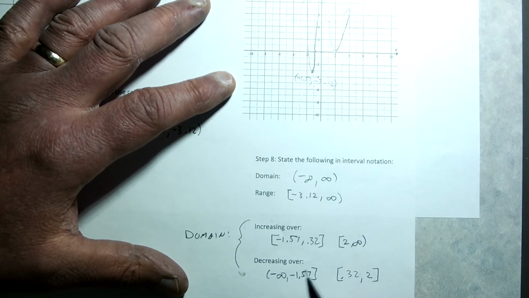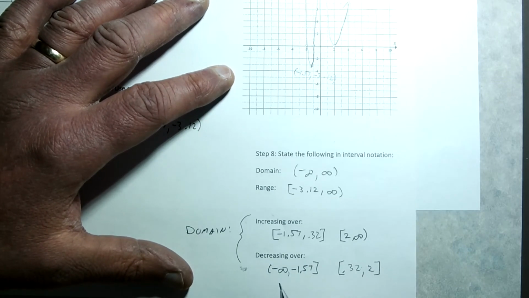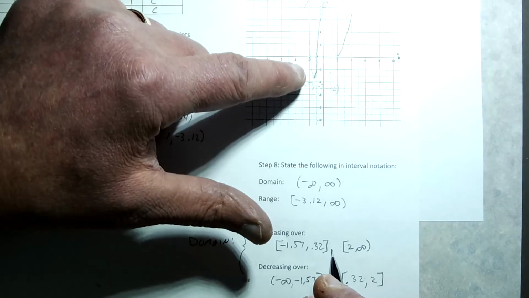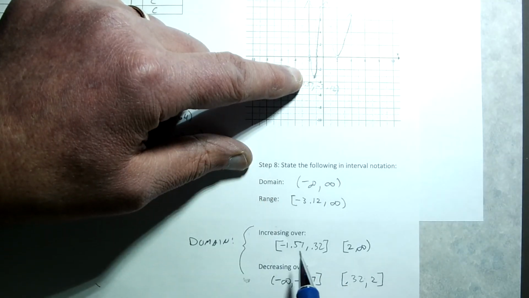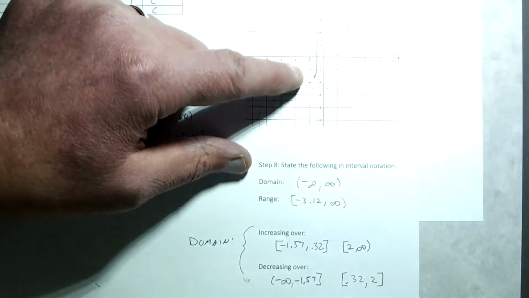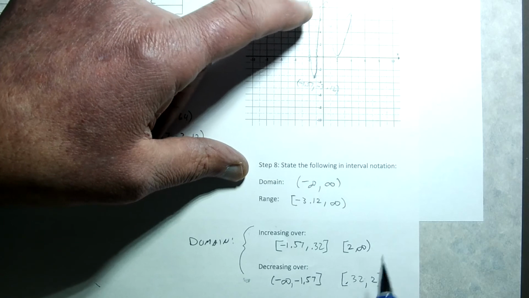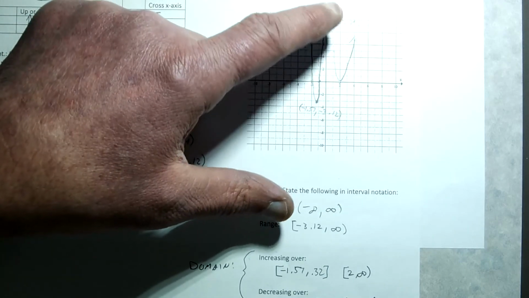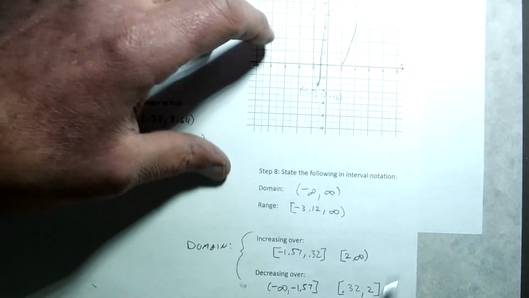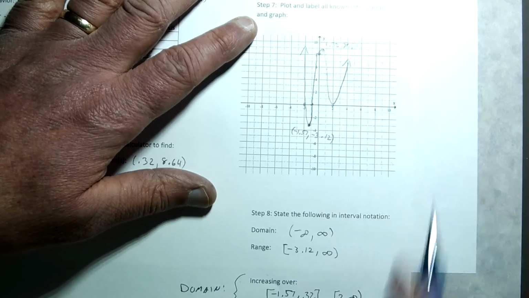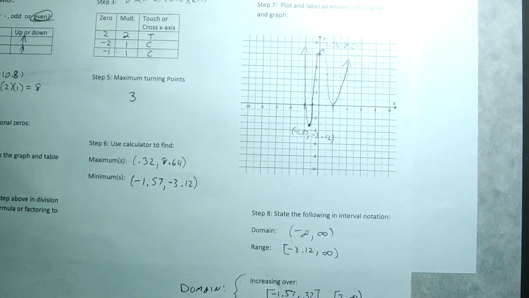By the way, you could just track the overall domain here because you went from -infinity to negative 1.57, that was this decrease right here. And then you went from negative 1.57 to 0.32, that was this increase right there, right, this increase. And then you went from 0.32 to 2, and that was this decrease right here. And then you went from 2 to infinity, and that was this final increase right here. And I think we're done.